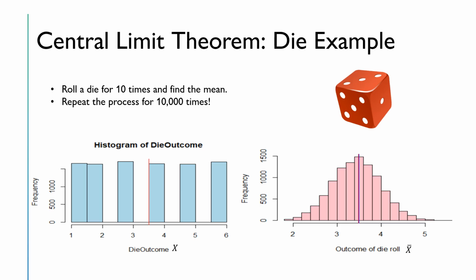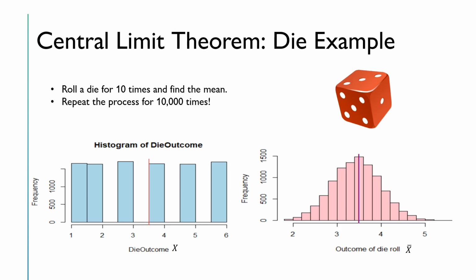When we roll a single die, the possible outcomes for each roll are 1, 2, 3, 4, 5, or 6, all with equal probability. Looking at the histogram of the individual die rolls, it is roughly flat, with each outcome appearing approximately 1/6 of the time. According to the Central Limit Theorem, as you repeat the process of rolling the die 10 times and calculating the sample mean, the distribution of the sample means, after 10,000 repetitions, will tend to follow a normal distribution, regardless of the original distribution of the die rolls.